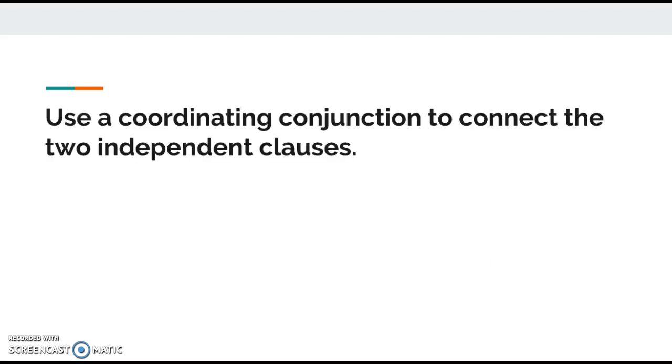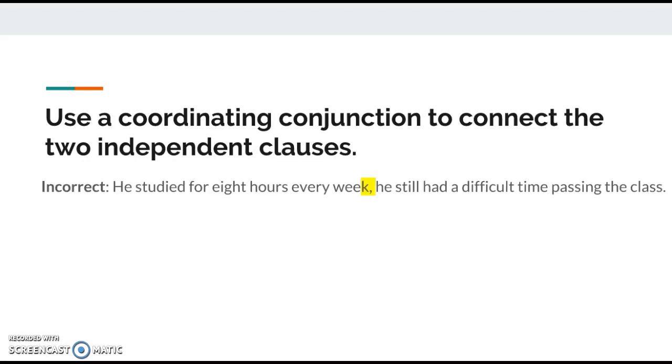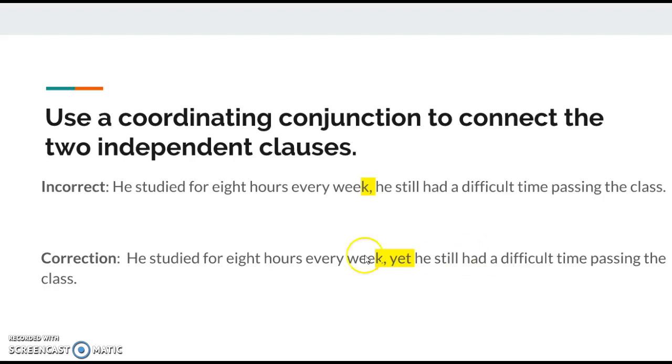We can use a coordinating conjunction to connect the two independent clauses and form a compound sentence. So we can do this by adding a coordinating conjunction. In this example, we used yet. So we have, he studied for 8 hours every week, comma, yet he still had a difficult time passing the class.